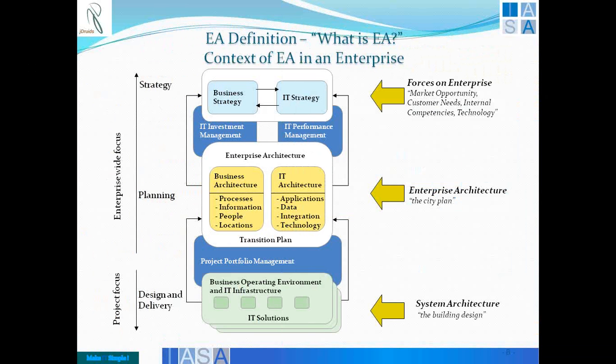So while in the top you have forces on the enterprise like market opportunity, customer needs, internal competitiveness, competencies and technology, the enterprise architecture is a city plan based on that. So if you really look at the cutting edge paradigm that I spoke of, we spoke about the supply and demand, the customer meeting the product, how the internal focus will be there on how to improve technology. So that's all on the forces on the enterprise, which you saw in the lever of the scissors.